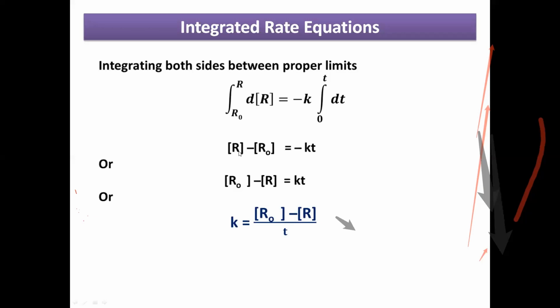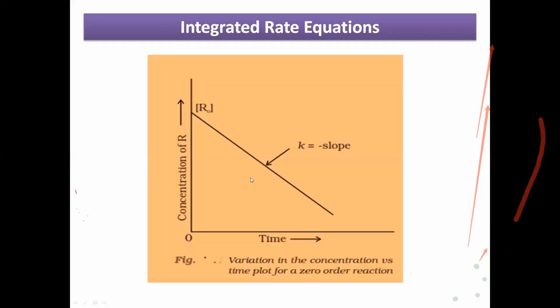So this is your y-axis coordinate, and this is the time, the x-axis coordinate, and this minus k is your slope. And the intercept is found to be what? It should be given in this manner if you are writing the r naught equation, right?